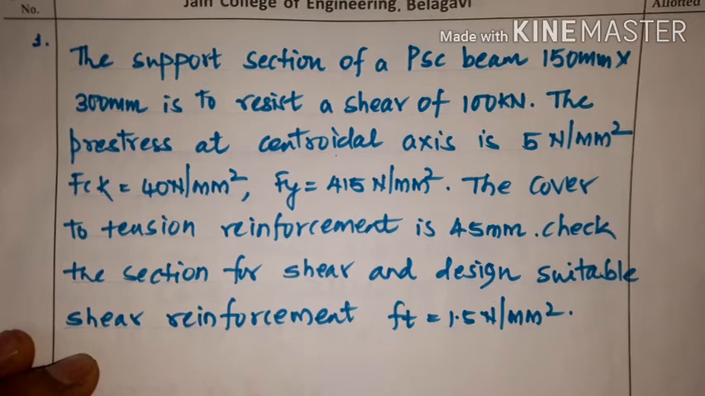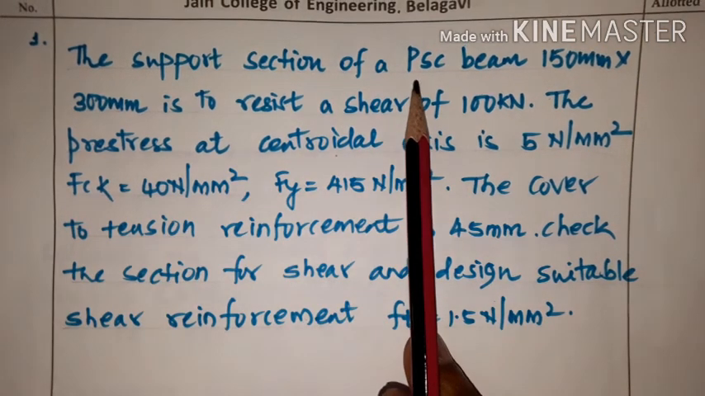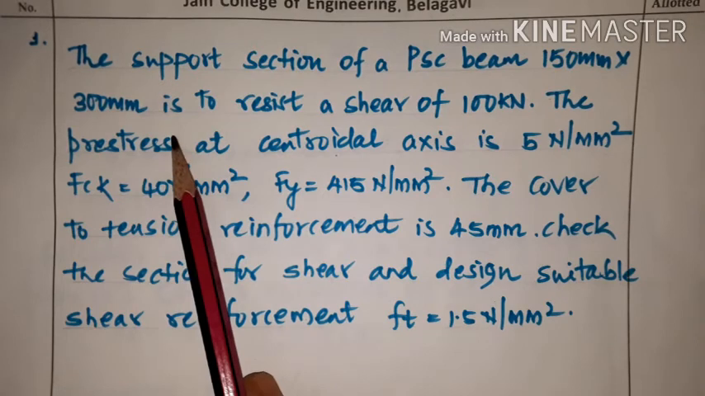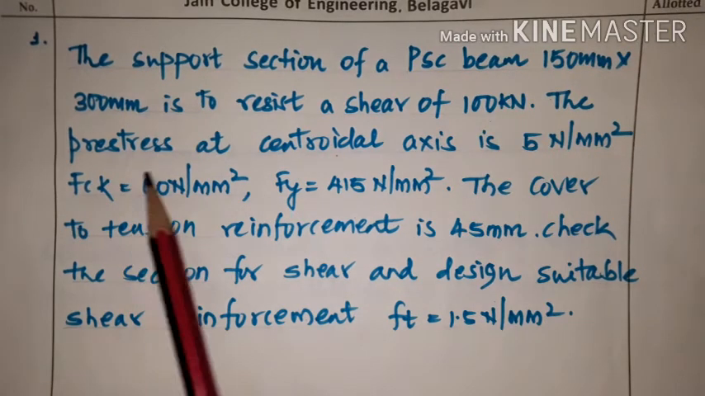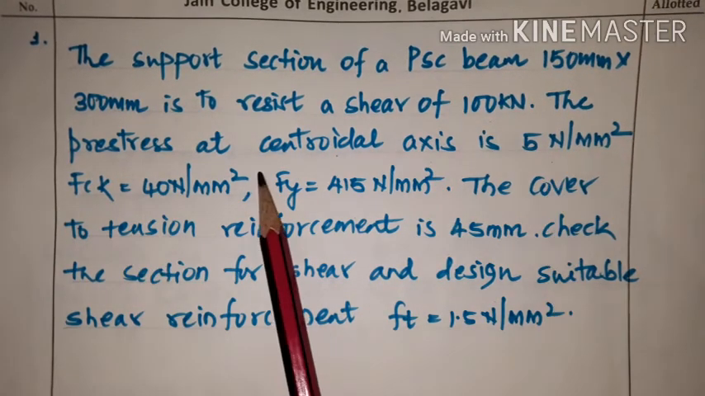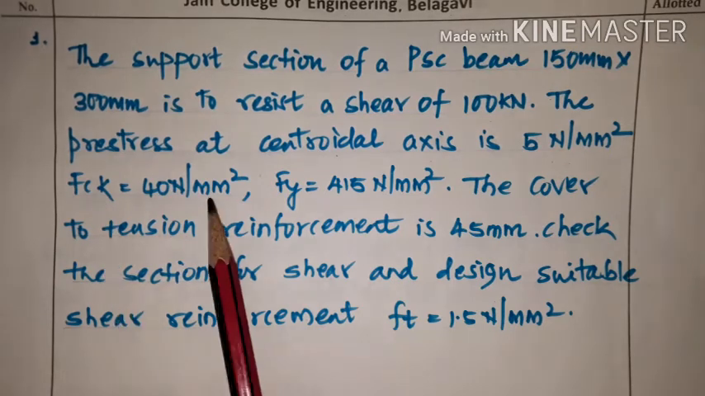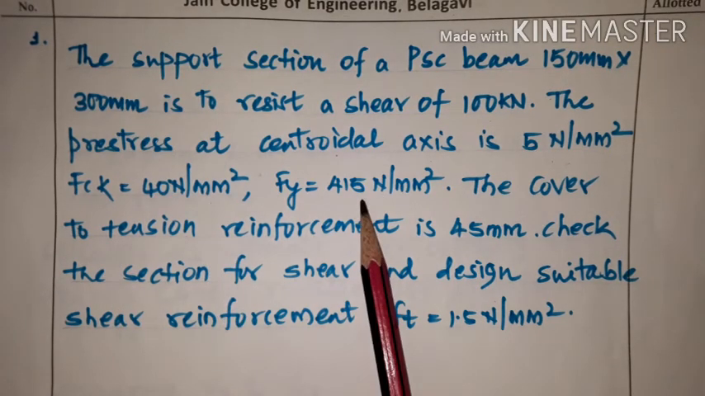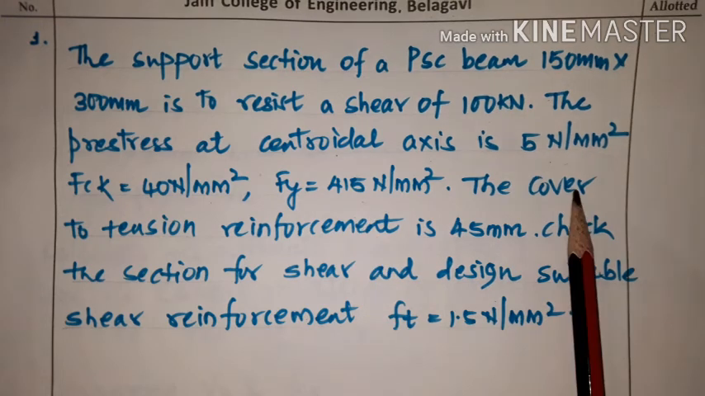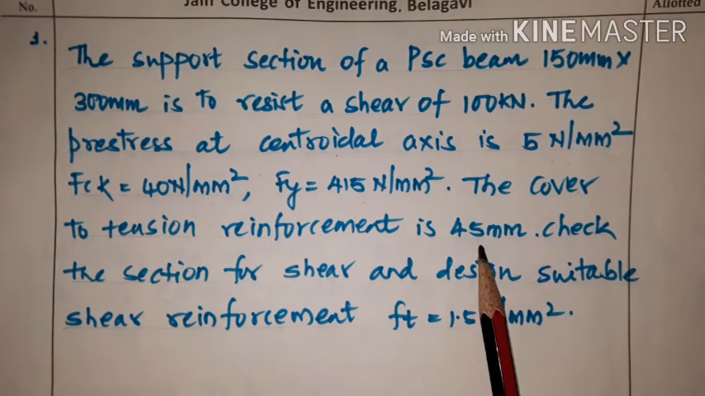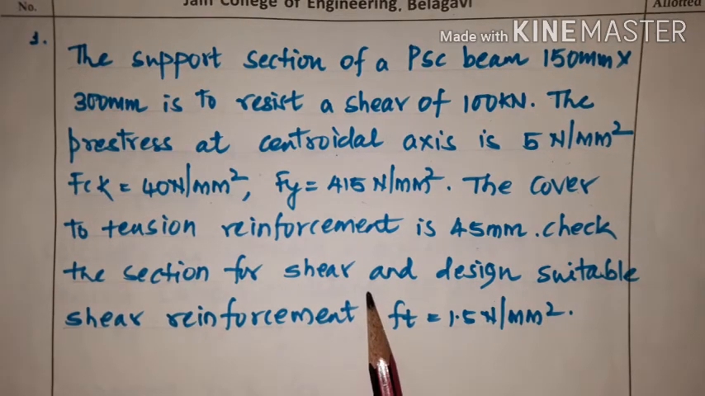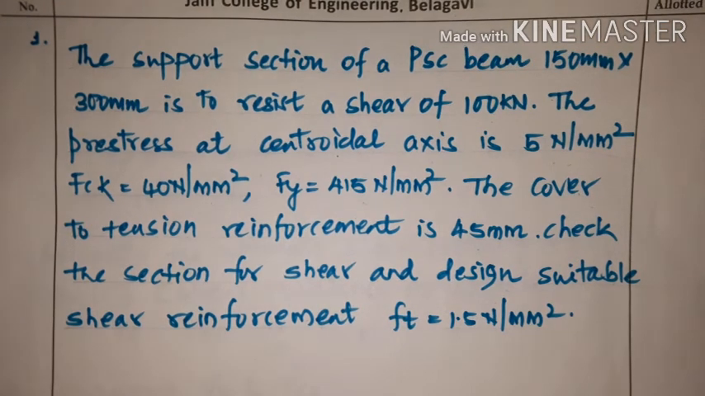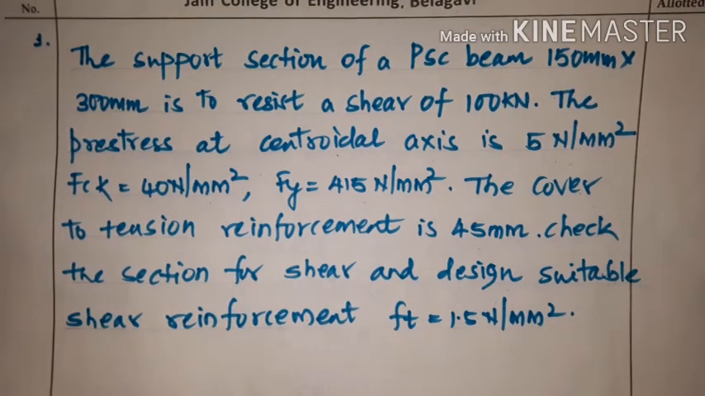Okay, understood. So the cross section of the beam is given as 150 mm by 300 mm and it has to resist a shear force of 100 kilonewton, and the pre-stress at the centroidal axis is 5 Newton per mm square. FCK is equal to 40 Newton per mm square, Fy is equal to 415 Newton per mm square, and the cover to the tension reinforcement is 45 mm. Then you have to check the section for shear, and if required, design suitable shear reinforcement. Use Ft is equal to 1.5 Newton per mm square. So we will start with the solution now.